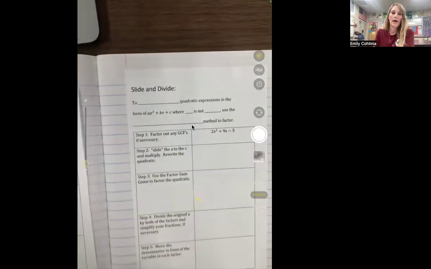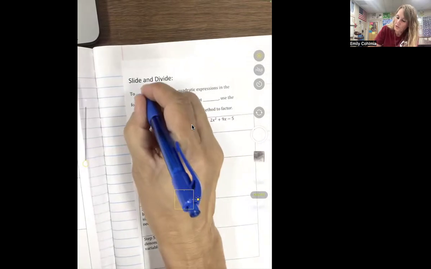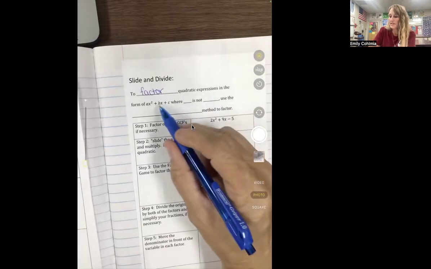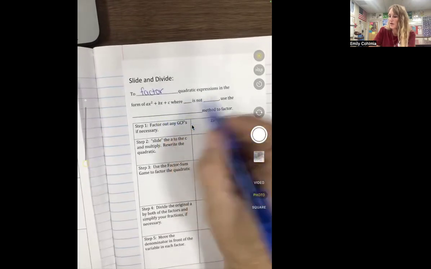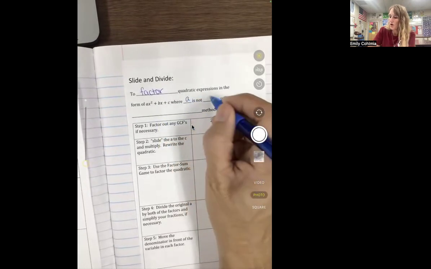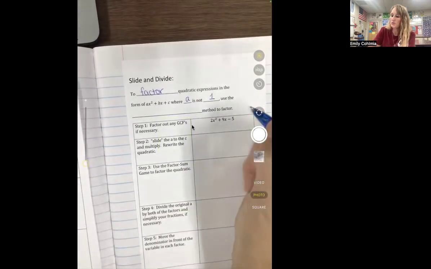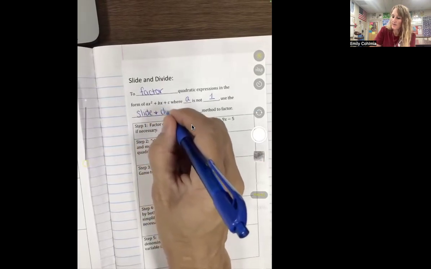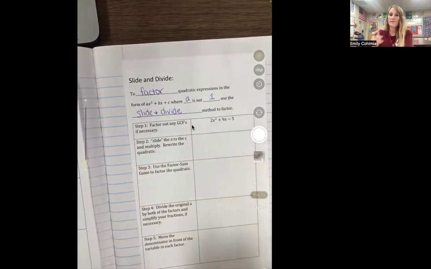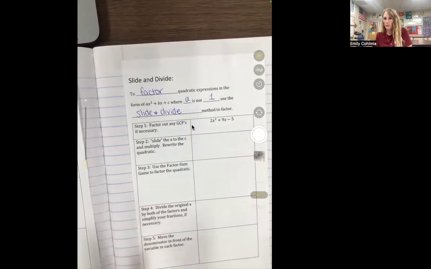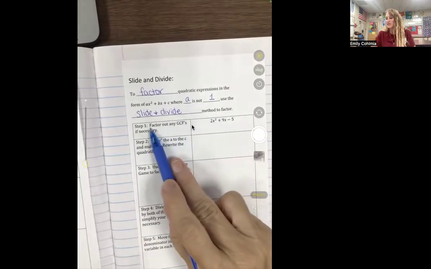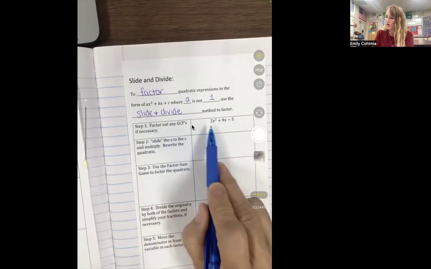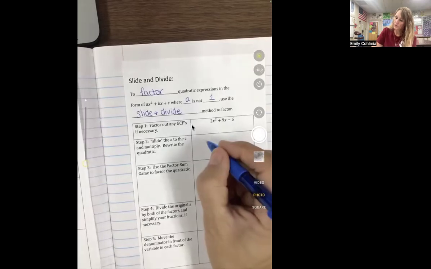Okay. So to factor quadratic expressions in the form of ax squared plus bx plus c, where a is not 1, we are going to use the slide and divide method to factor. So again, this is one that we learned last year as well. So let's look at our example. So step one, factor out any GCFs if there are necessary. There aren't any GCFs here, so we can move on to the next one.